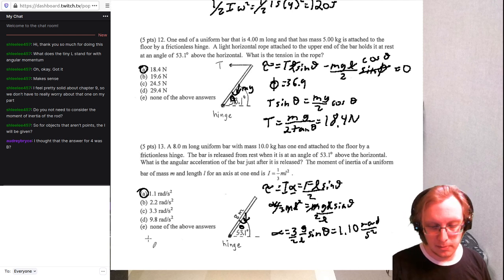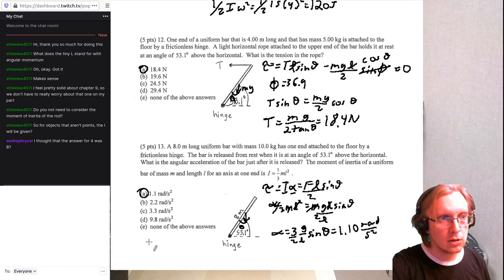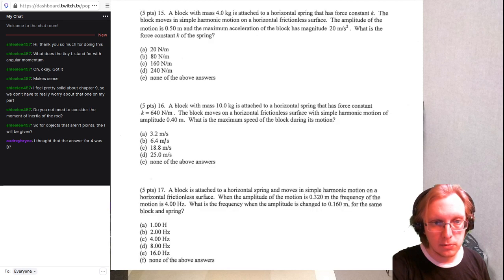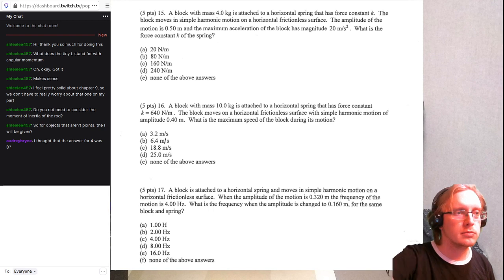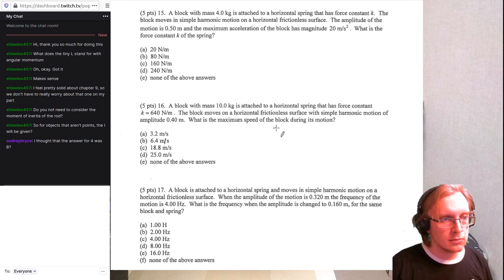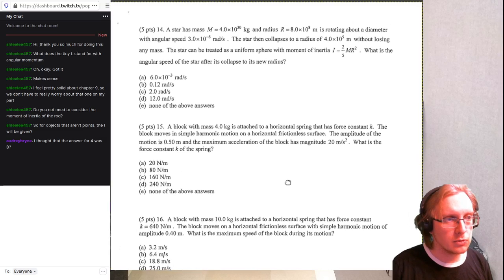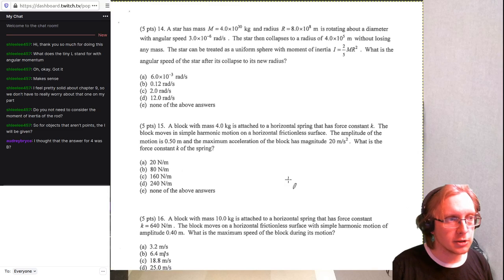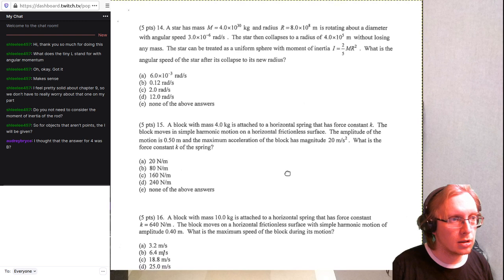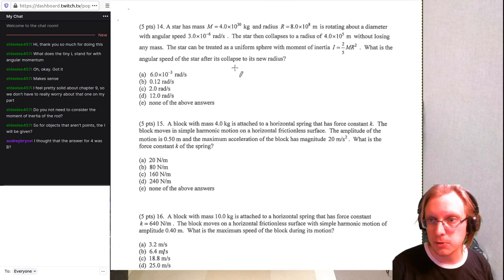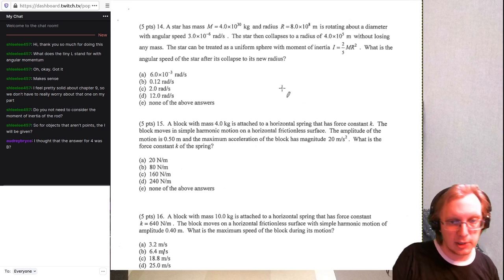Any questions yet? Hearing none and seeing none. Oy, so much circular motion. I mean, I love circular motion and all, but I also like the oscillating masses too. Hopefully get to that soon.